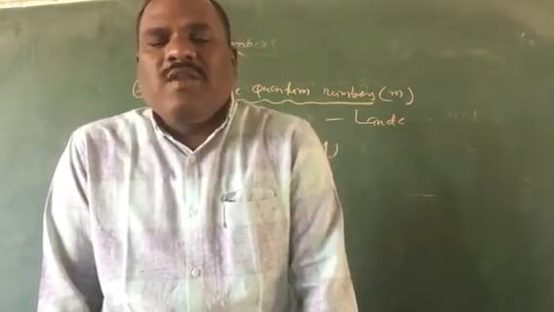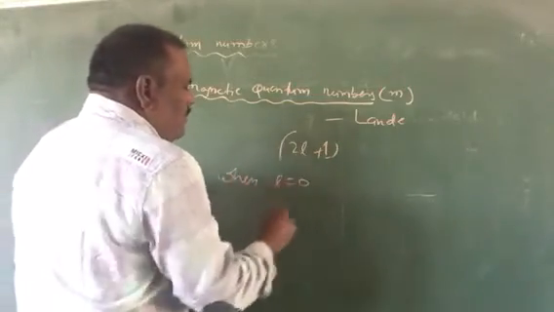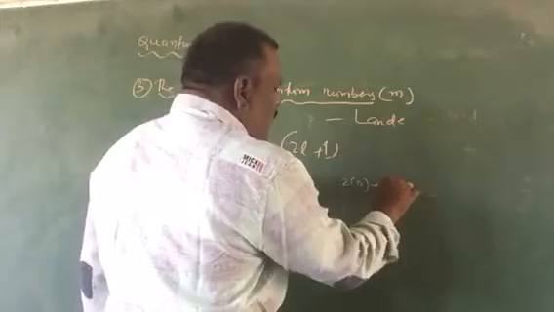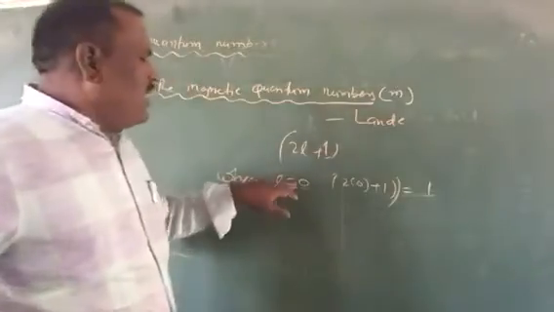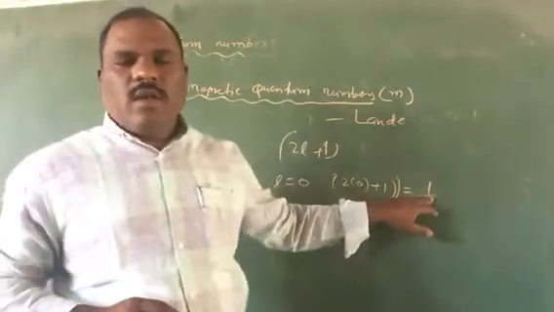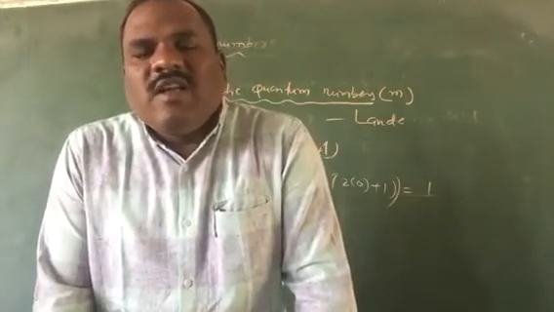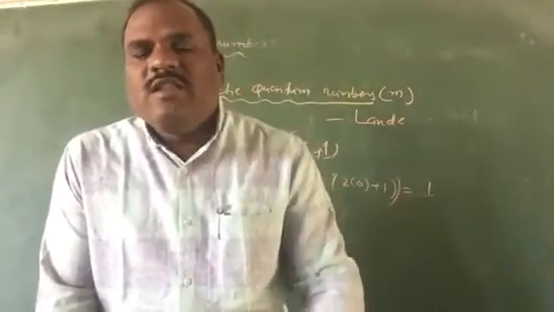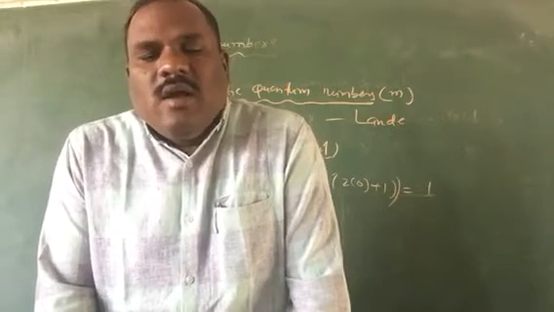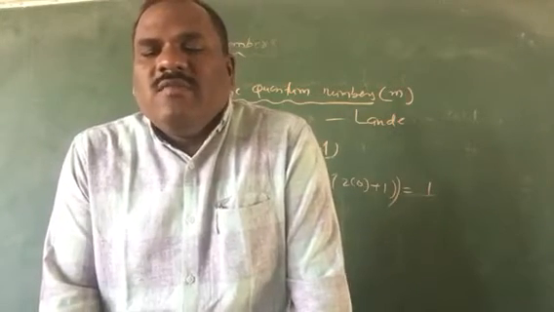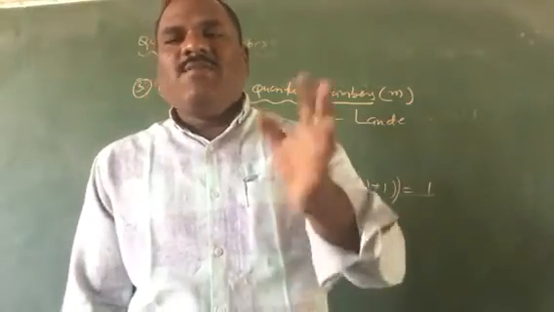For example, when L equals 0, 2 into 0 plus 1 equals 1. Because 2L plus 1, substituting the value of L, you get 1. That means there is only one value of ml. Thus, we have only one orbital, the s orbital. When L equals 1, ml has three values, namely minus 1, 0 and 1, so 3 p orbitals are there with different orientations along the x, y, z axes. They are labeled as px, py, pz orbitals.